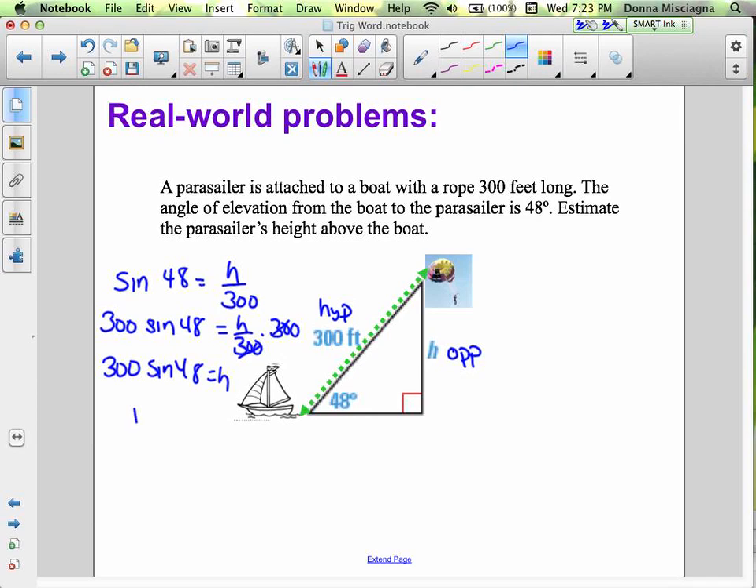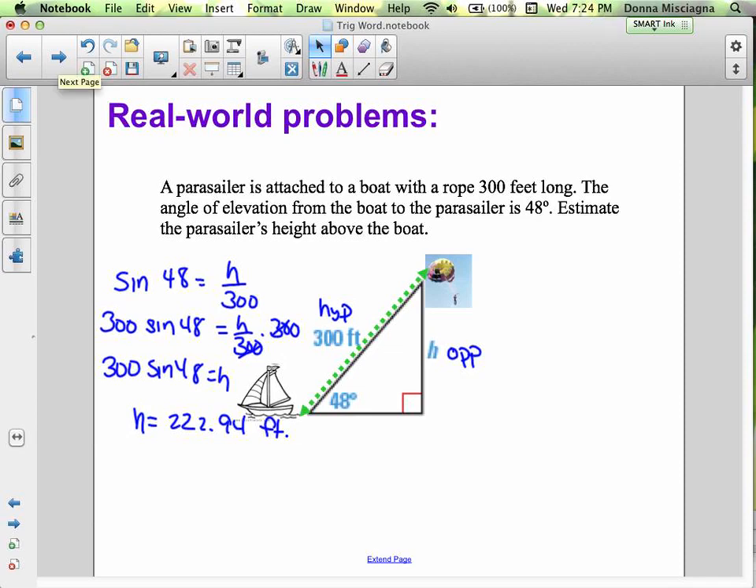And now we can just plug that right into the calculator. So 300 sine 48 is 222.94 feet, we'll just put 2 decimal places. And of course we know that's an estimate because we rounded. Right? So that's how high he is above the ground, pretty high.